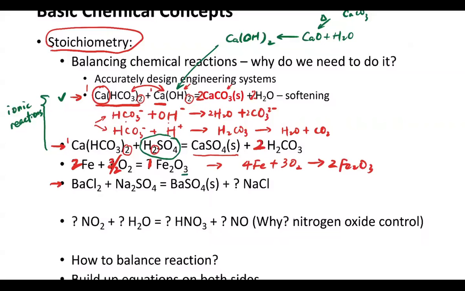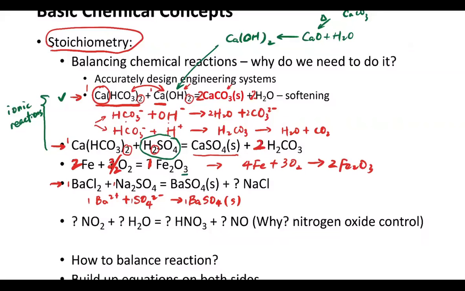Barium chloride reacting with sodium sulfate, right? So this is quite similar to the ionic reactions that we talked about in the beginning, because we know that the barium ions can react with the sulfate ions to form barium sulfate, which is a solid, right? Because these two ions are reacting at a 1-to-1 ratio, these two compounds are going to react at a 1-to-1 ratio as well, right?